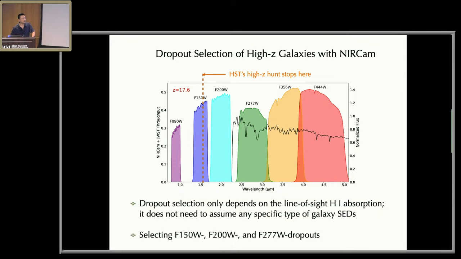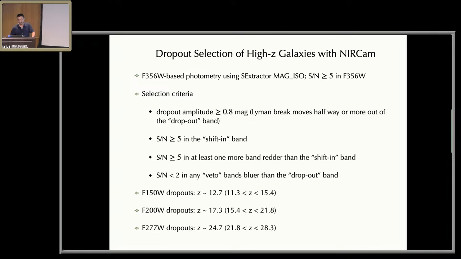I'm going to be more specific now. You can forget about all those technical details, but the upshot here is that we are selecting 150 dropouts at redshift about 12.7, 200 dropouts at 17.3, and all the way to 277W dropouts, which are at 24.7, if you want to believe that.